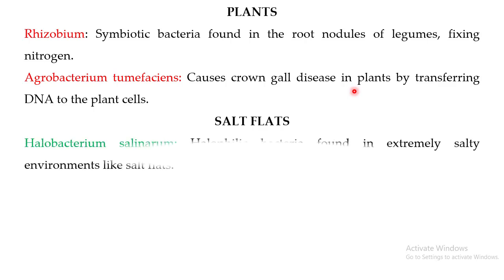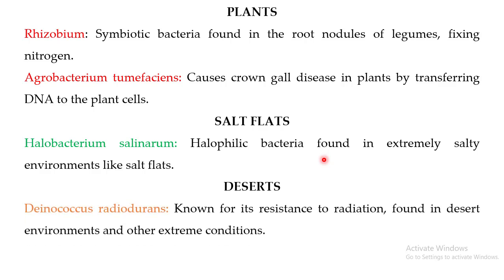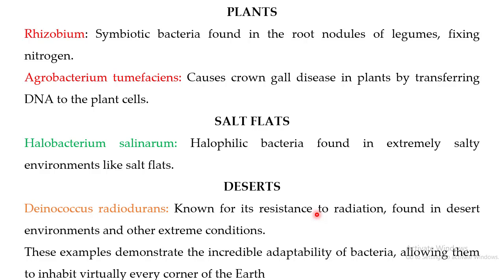Salt flats, for example, have Halobacterium salinarum, a halophilic bacterium found in extremely salty environments like the salt flats. They can also be found in the deserts. For example, Deinococcus radiodurans, which is known for its resistance to radiation, is found in desert environments and other extreme conditions. Now, these are just some of the examples which demonstrate the incredible adaptability of the prokaryotic cells, allowing them to inhabit virtually every corner of the earth.